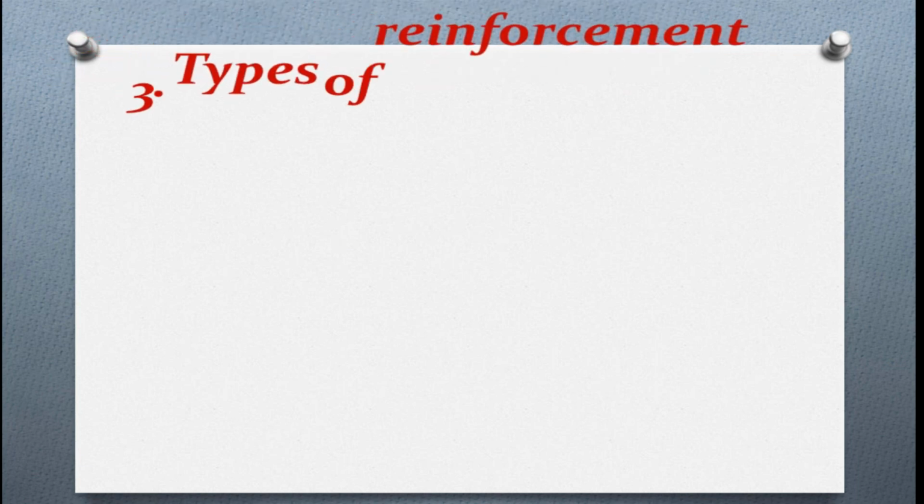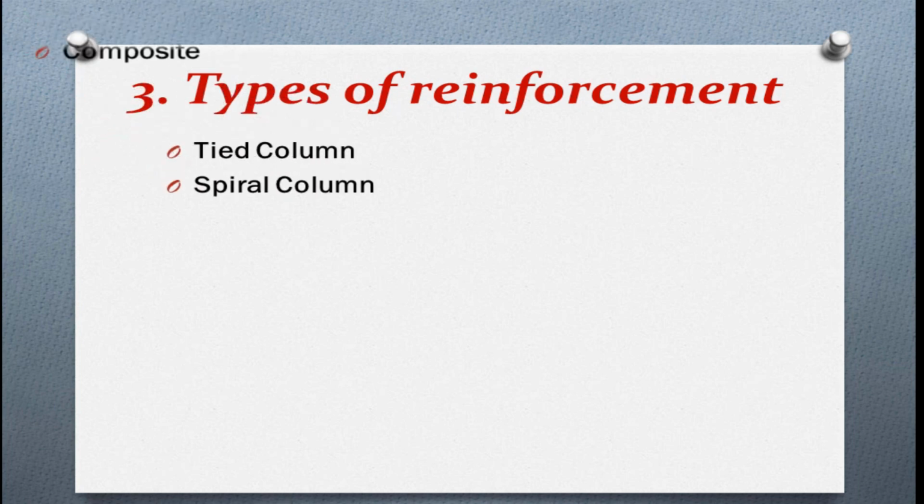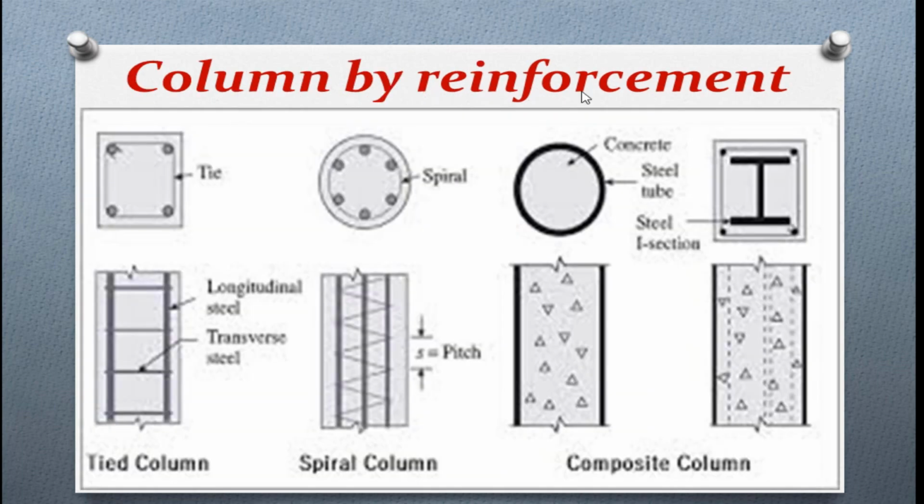So next we will see the types of columns based on the type of reinforcement. The first one is a tied column, the second one is a spiral column, and the third one is a composite column. For the tied column, you can see the tie here, rectangular, or the same circular ring if the column is circular. In a tied column, the horizontal steel is called the transverse steel, and the vertical steel is called the longitudinal steel. The horizontal steel is also called the tie.